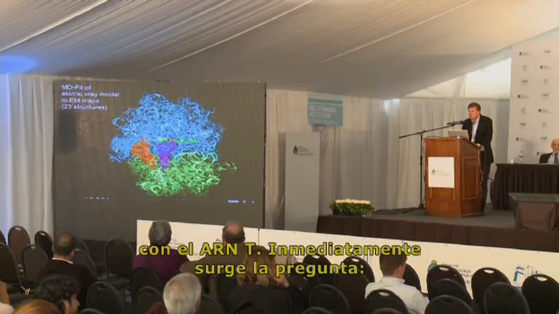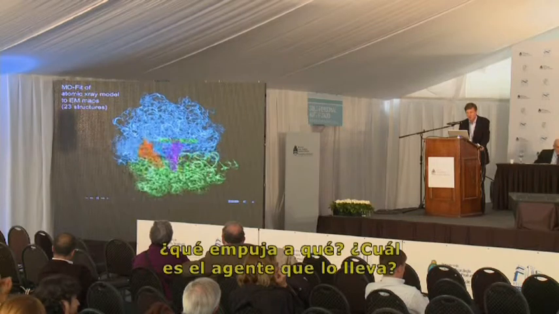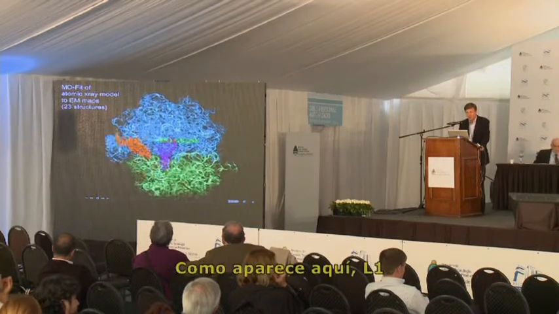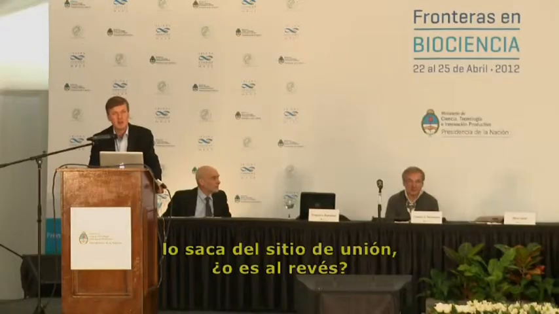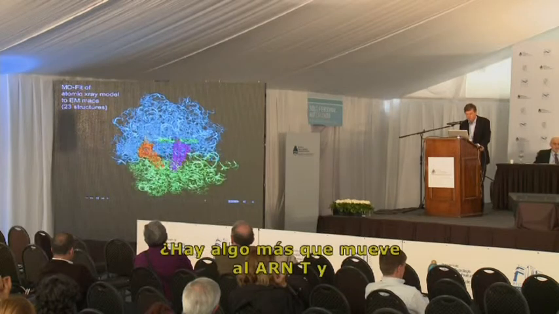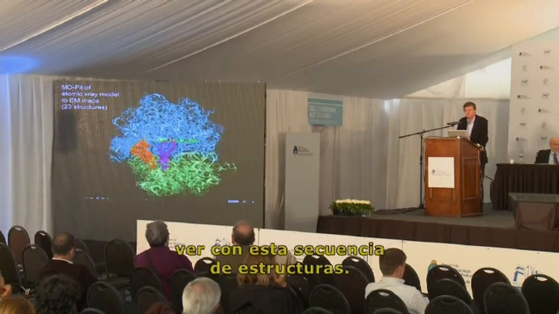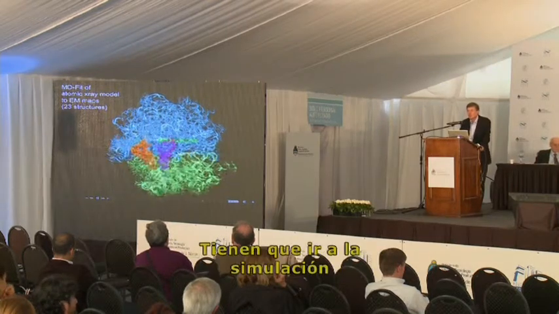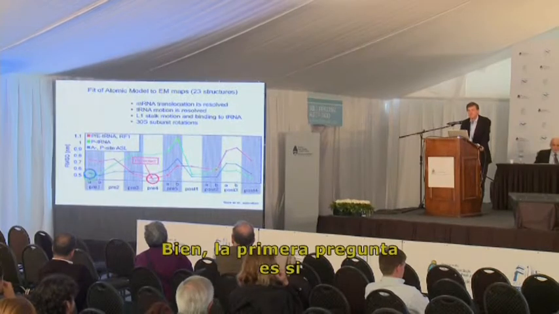And here immediately the question comes out, what pushes what? What's the driving agent? Does, like it appears here, the L1 grab this orange tRNA and pull it out of the binding pocket, or is it the other way around? Is the tRNA being driven by something else and pushing away the L1 stalk? This you cannot see from this sequence of snapshots, and you have to go into simulation and into forces to study these.